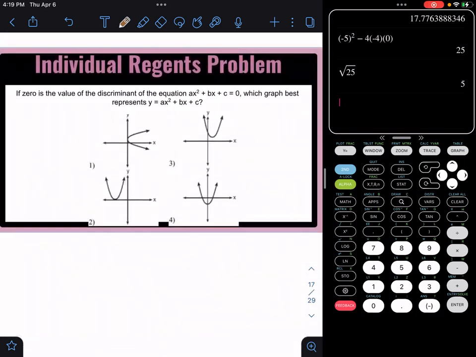If 0 is the value of the discriminant, that means I have 1 solution. Which graph is here? Well, it's not going to be this one. It's not going to be the sideways one, because the standard form equation doesn't look sideways. This one crosses no times, which is not going to be the case. This one touches twice, not the answer. It is answer choice 2, which only touches 1 time.